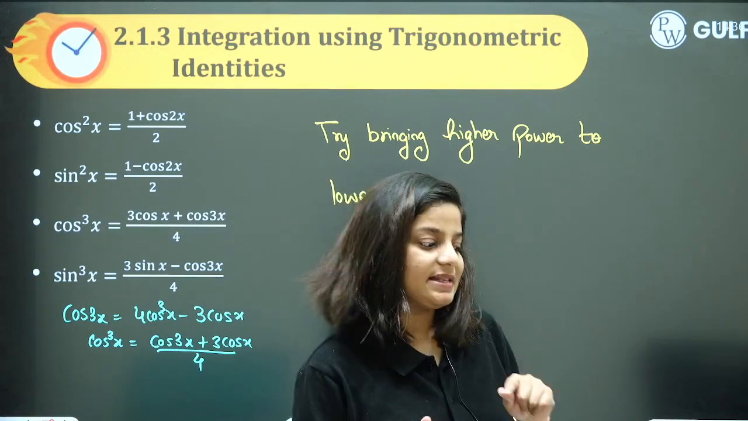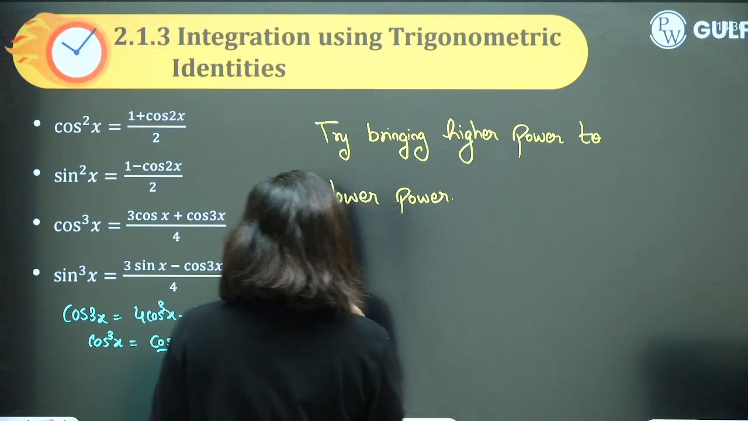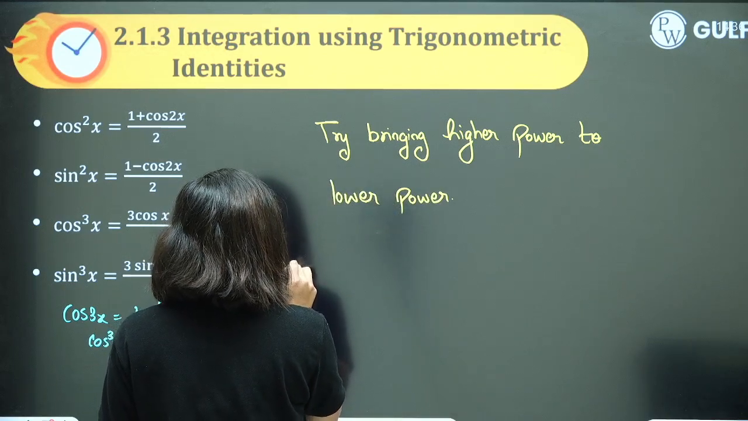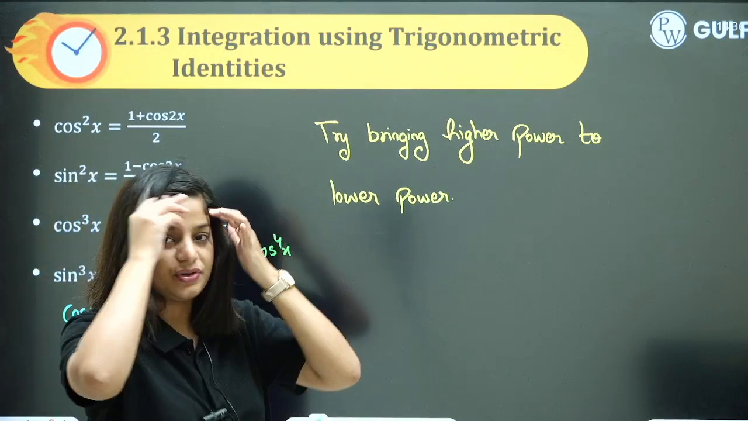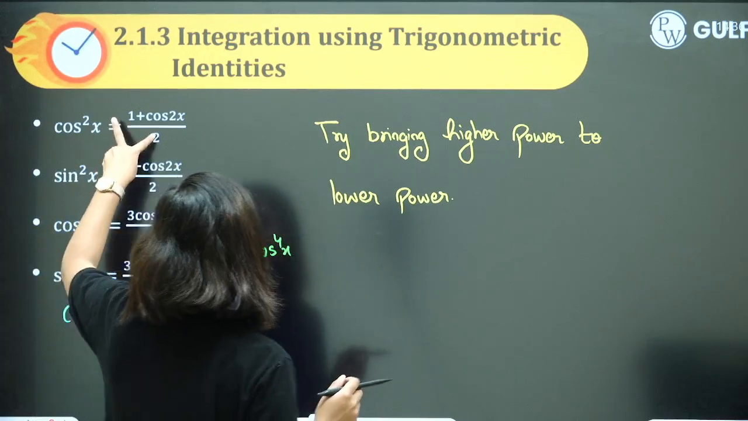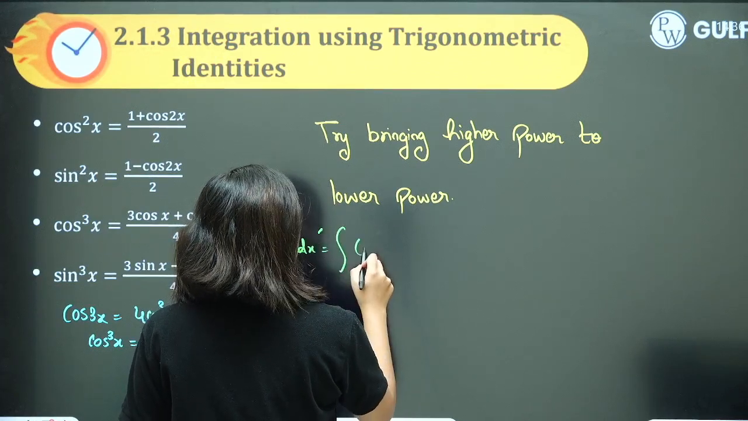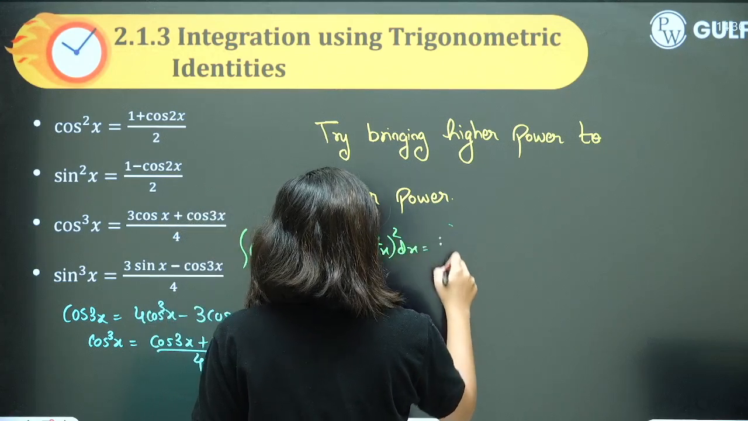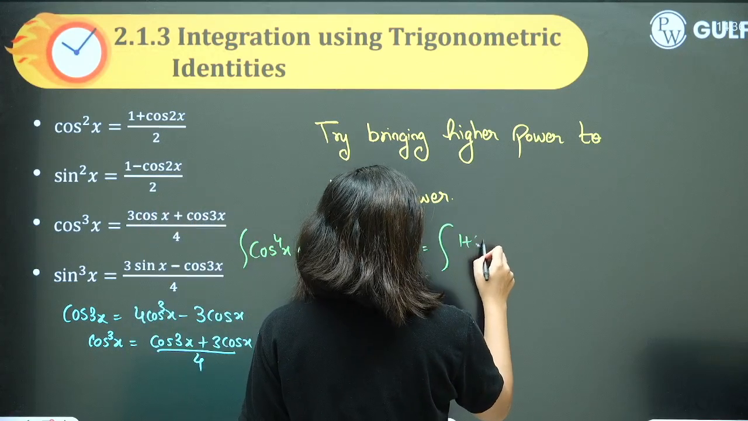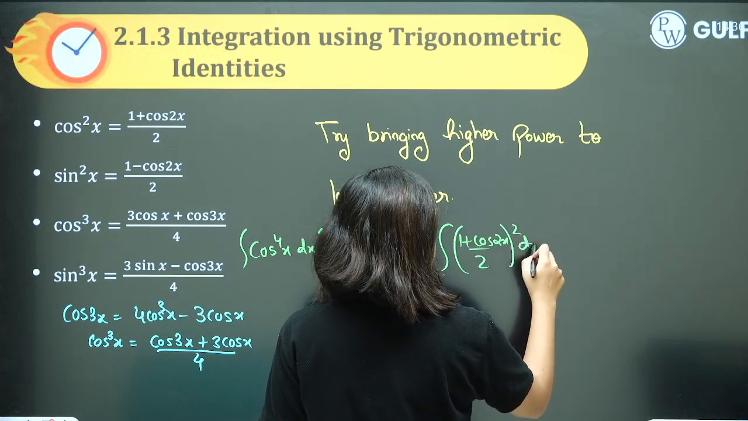Now someone will ask me, ma'am, what if we have cos raised to 4 x? Powers 2 and 3 are fine, ma'am, but what if we have cos raised to the power 4? You will use this formula 2 times. It is nothing but cos square x the whole square dx. Multiple ways are there to solve a single question. So (1 plus cos 2x) by 2 the whole square dx.